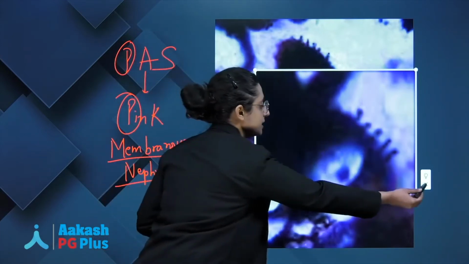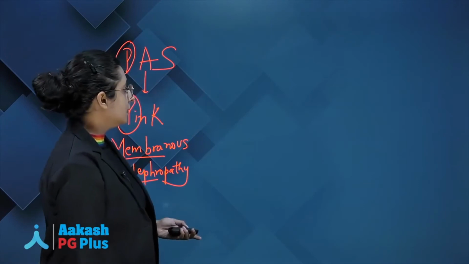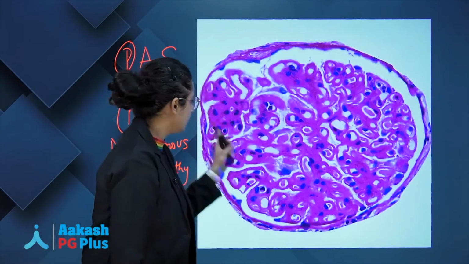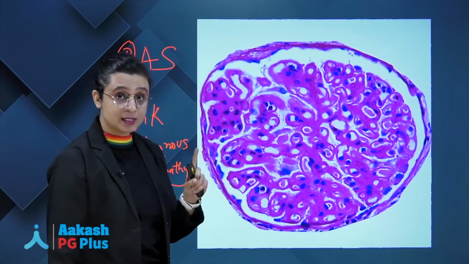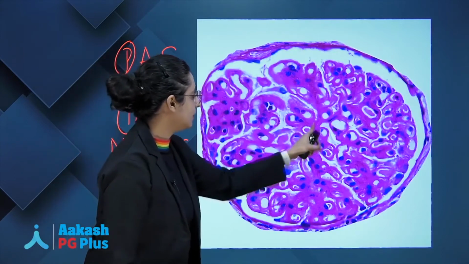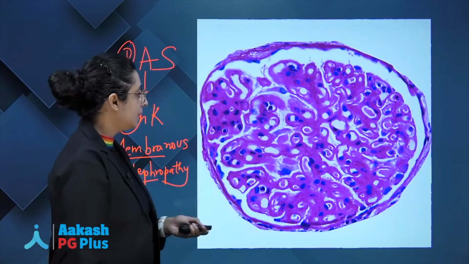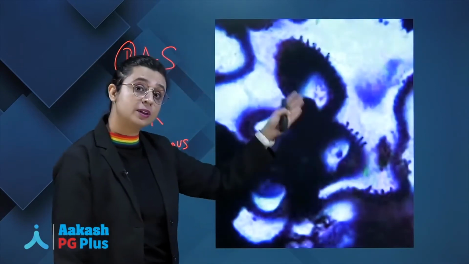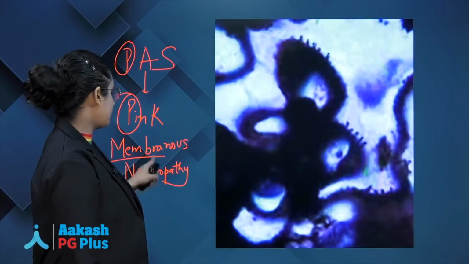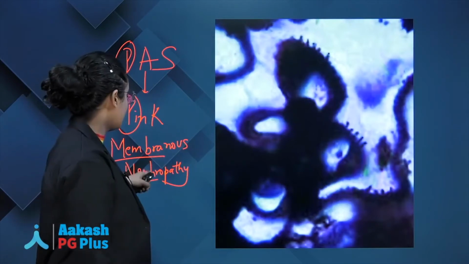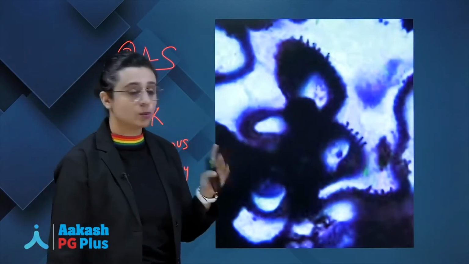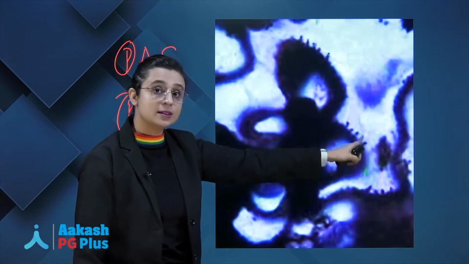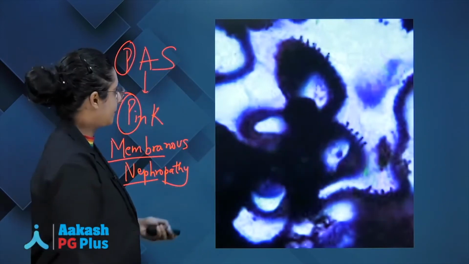We have already seen the thickening of the basement membrane, which can be visualized better with the help of PAS stain, number 1, whereas on silver stain, spike and dome appearance. We have already discussed that effacement of foot processes can also be seen in membranous nephropathy, but the commonly asked question is spike and dome appearance seen in membranous nephropathy.